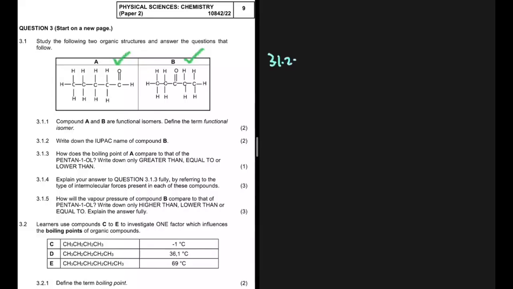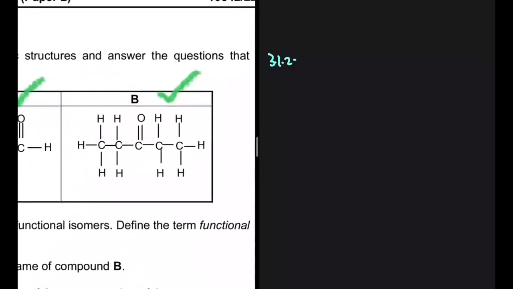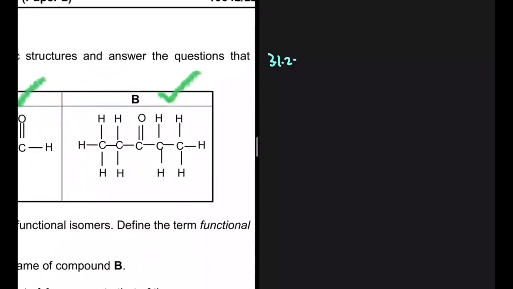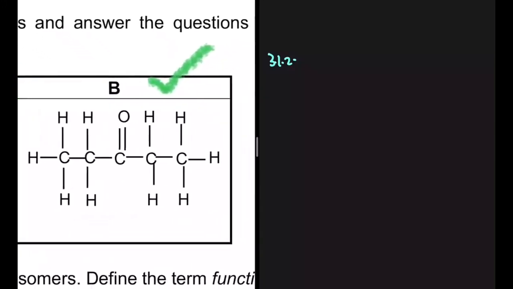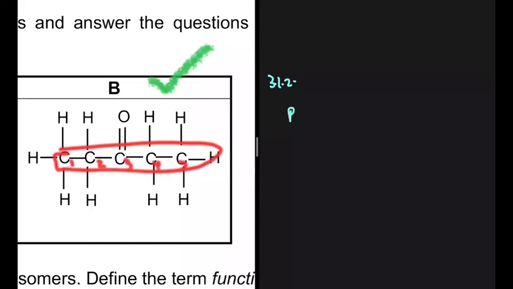Let's look at 3.1.2. Write down the IUPAC name of compound B. So the first thing you want to do is to determine which homologous series this compound B belongs to. Because of the structure of the functional group, compound B is a ketone. This carbon that is bonded to the oxygen is bonded to 2 other carbons. And because of that, we can conclude that compound B is a ketone. Now what we need is the longest carbon chain. Clearly, it is easy to see that this will be our longest carbon chain with 1, 2, 3, 4, 5, with 5 carbons.